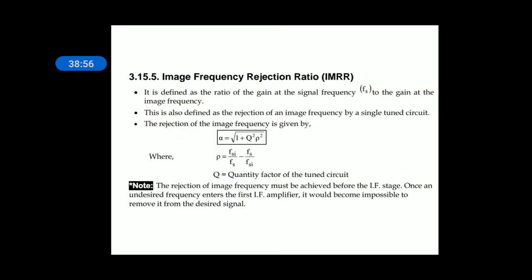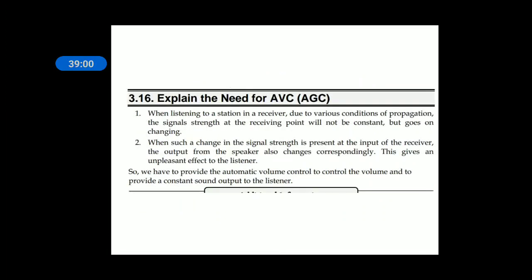How are we rejecting? By using an extra tuned circuit. What is the need of AGC? Because we need a constant output irrespective of the input signal, because sometimes the antenna will receive good signals and sometimes it receives weak signals. Hence the output also changes depending upon the input variation, because all the gains and values are kept constant in the entire receiver circuits.